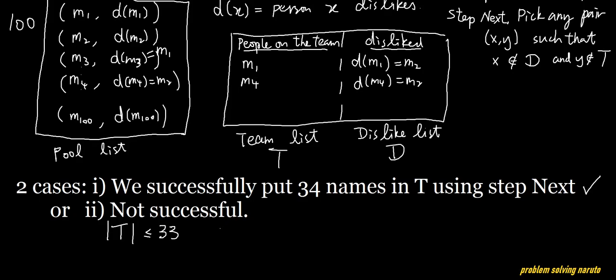Also, there are at most 33 people here. Well, some of them can be the same, but sometimes maybe not the same. Okay, so in any case, at most 33 names here.